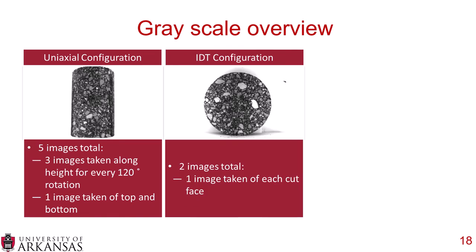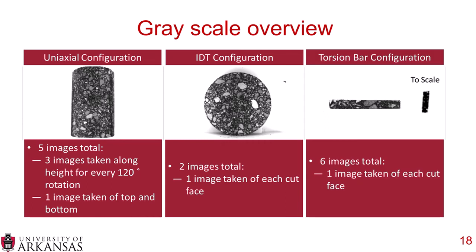The IDT configuration is a little different because this is a slice of a superpaved gyratory core. There's actually only 2 images taken, one of each cut face. So for the front of the IDT sample, you flip it around and then you take an image on the back of the IDT sample.